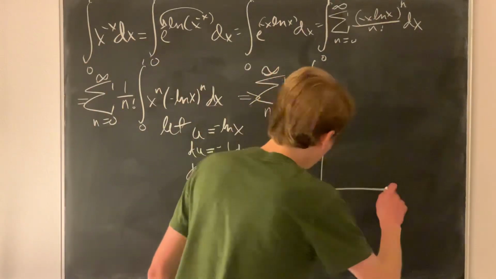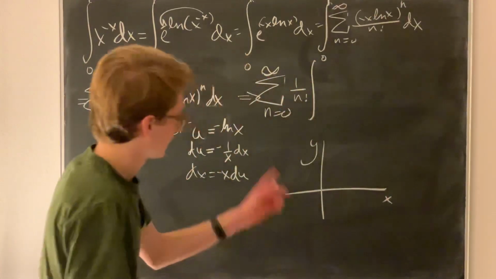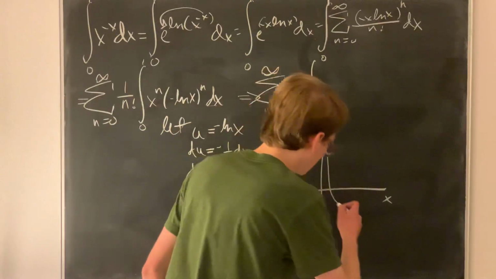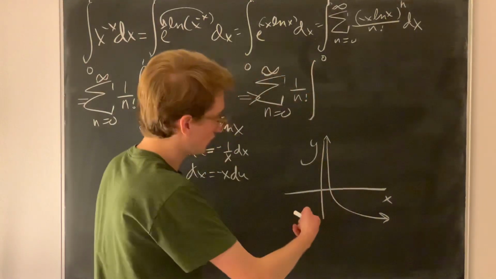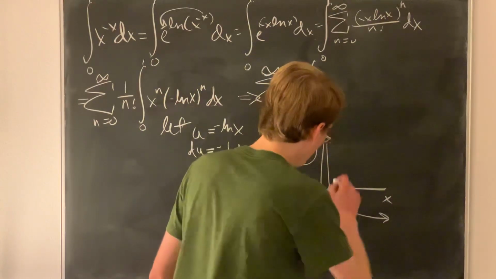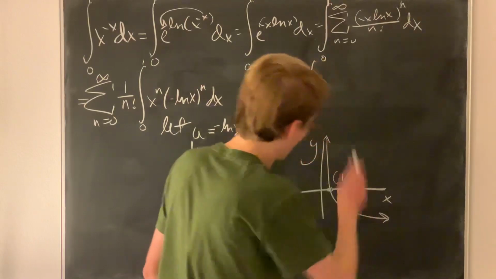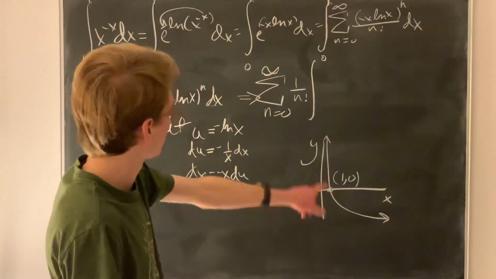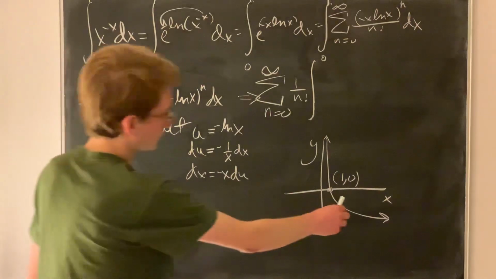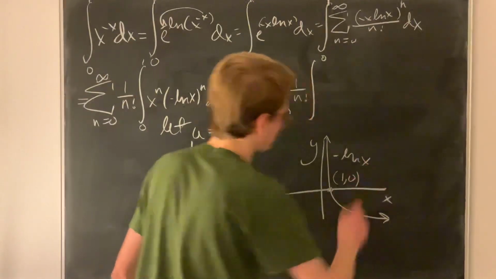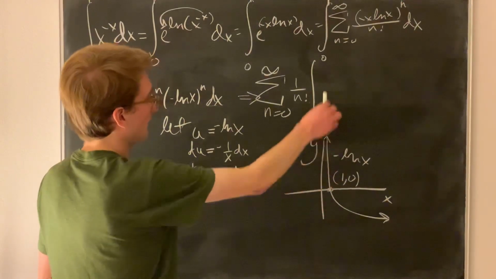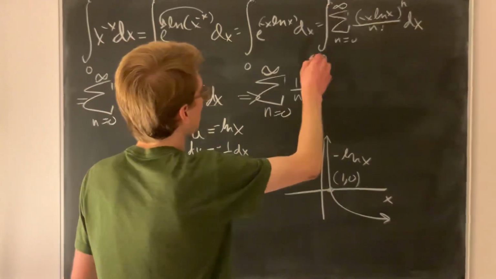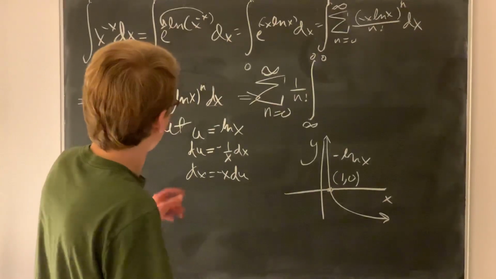And remember, if this is our x and this is our y, if our function f of x is equal to negative natural log of x, that's just going to be a function that looks like this. It has a vertical asymptote at x equals 0, and it crosses the x-axis at the point (1, 0). So if we look at this graph, our lower bound is 0. As we approach 0, we're going up and up towards infinity. And as we approach 1, that just gives us 0. Okay? So let's make some substitutions.